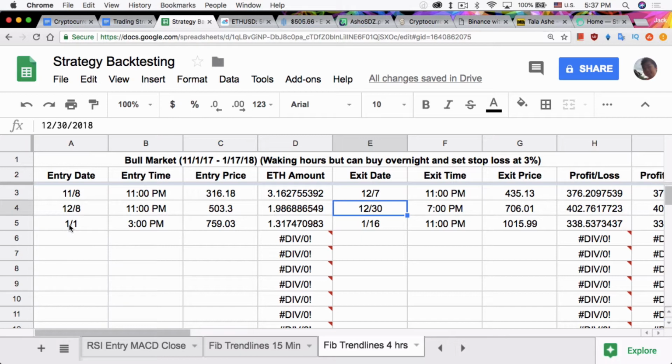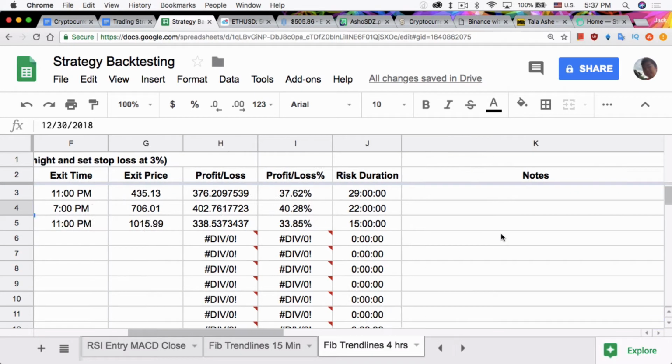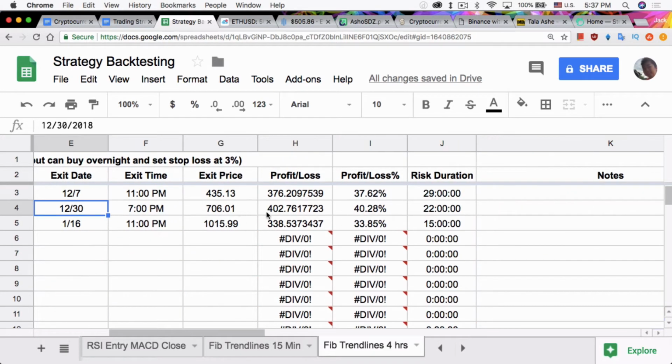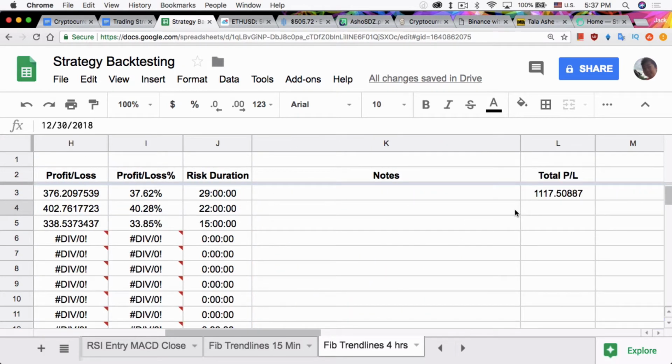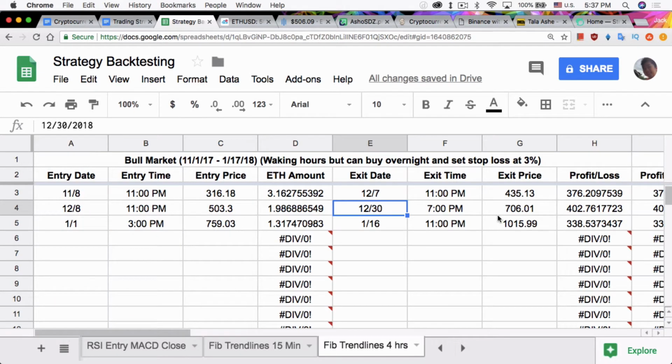And then the last trade is January 1st to January 16th, and this time you made $338 in profit. So we're talking about these 3 trades combined ending up profiting you $1,117 during the bull market. But here's the problem I have with this trade. Well, here's one minor problem that's not as big a deal, but it's a big one.